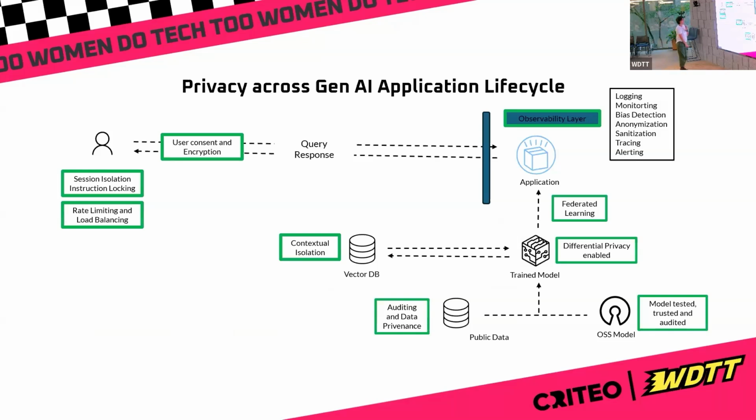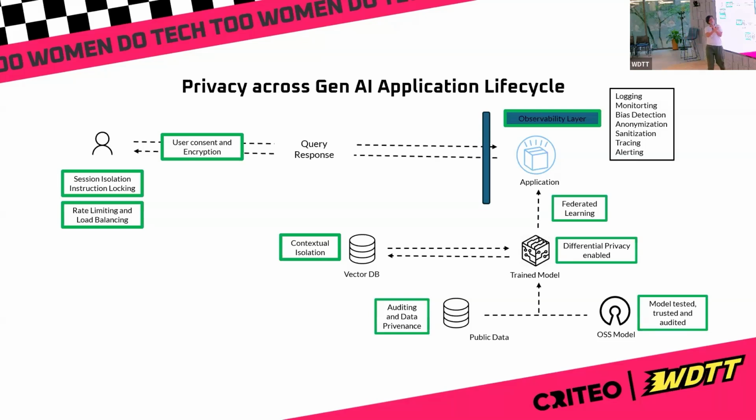Now everything is green. We have managed to protect our system. How? You make sure that the session is isolated. So even if a malicious user tries to access other users' queries or data, there is no way that they can do that because the session will not allow them to exit it. There's instruction locking, which is basically making sure that only authorized users can add prompts or direct prompts to the LLM. There's rate limiting and load balancing just to make sure that DDoS attacks do not work. You have user consent and encryption, very standard.